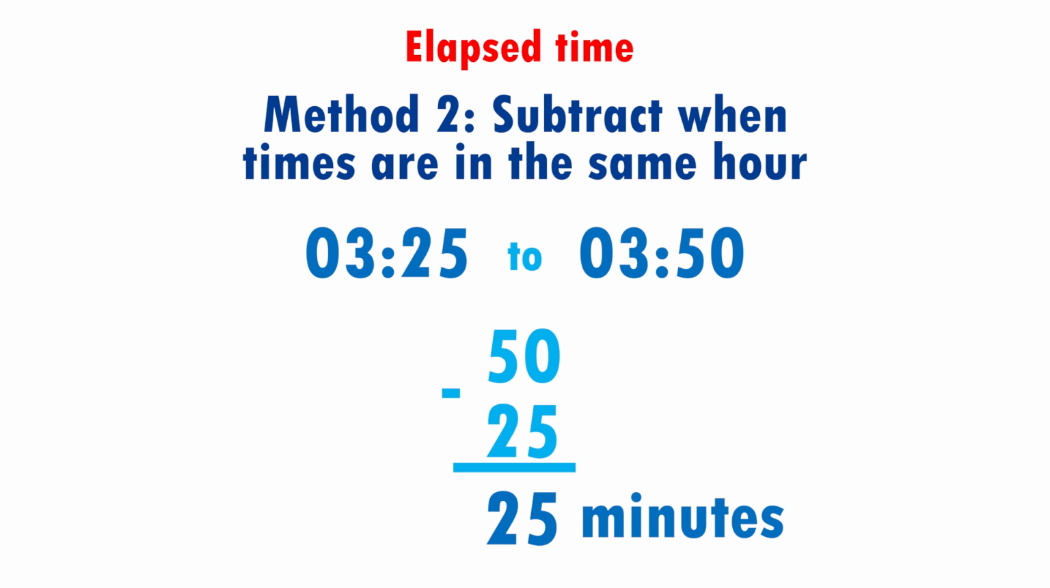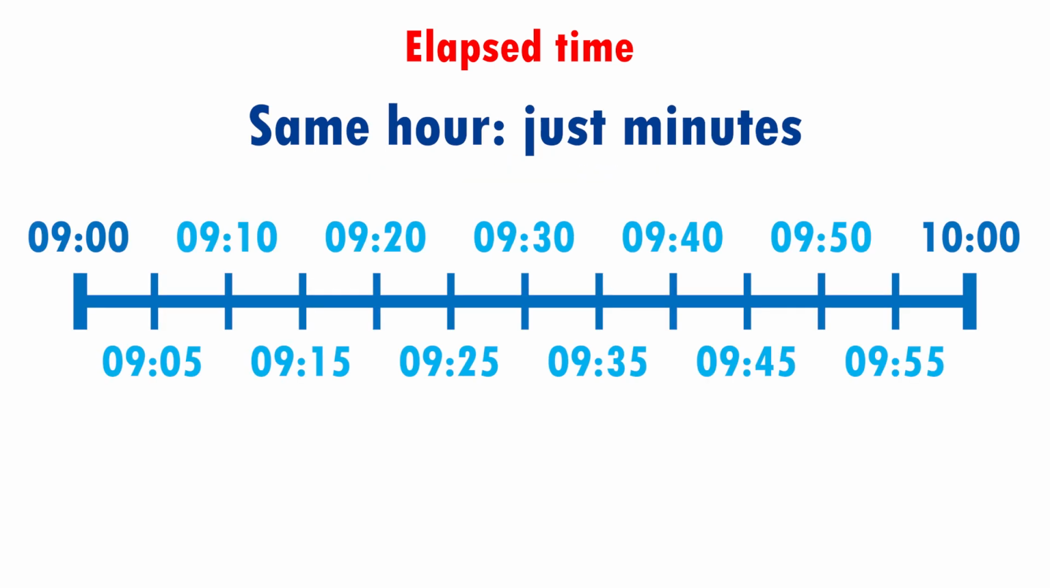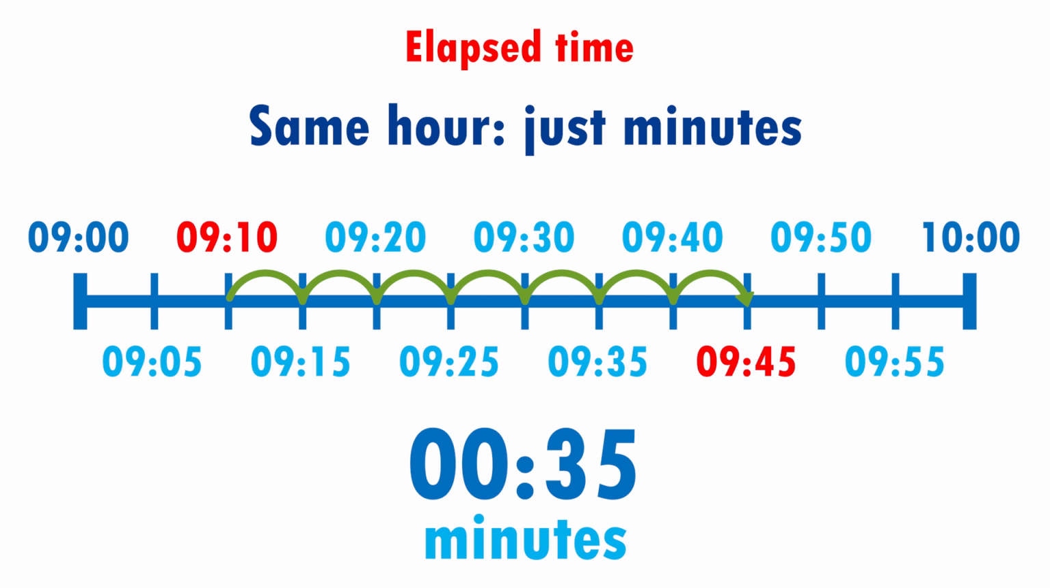Let's practice with a few examples. Same hour, just minutes. Class runs from 9:10 to 9:45. Count by 5s. 9:10 to 9:15 is 5 minutes. Then to 9:20, 9:25, 9:30, 9:35, 9:40, and 9:45. That is 7 jumps of 5 minutes for a total of 35 minutes. Check your work by adding 35 minutes to 9:10. You land on 9:45. Super easy, right?